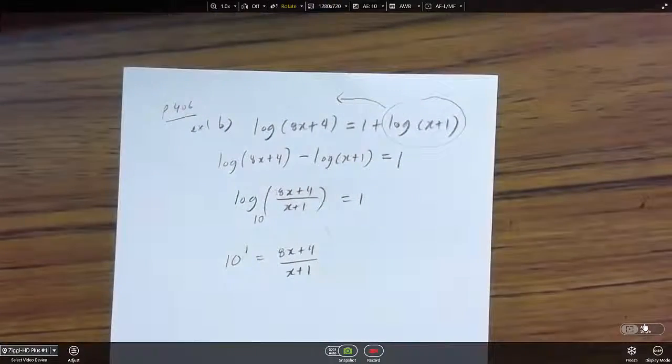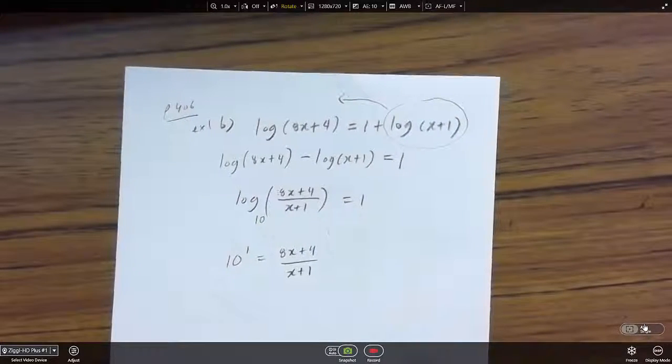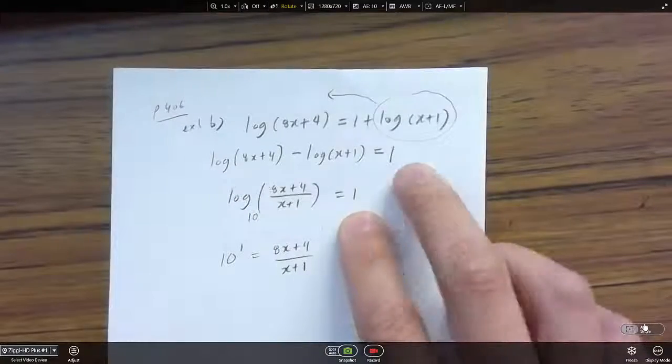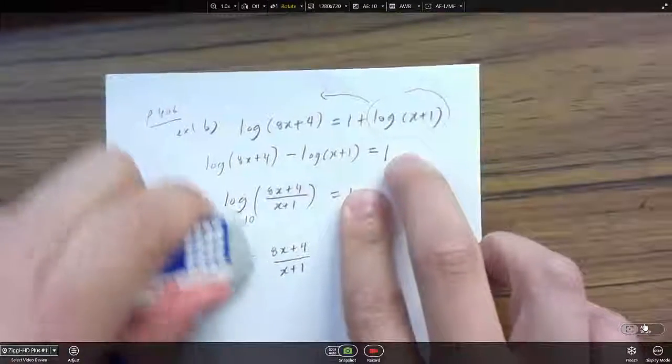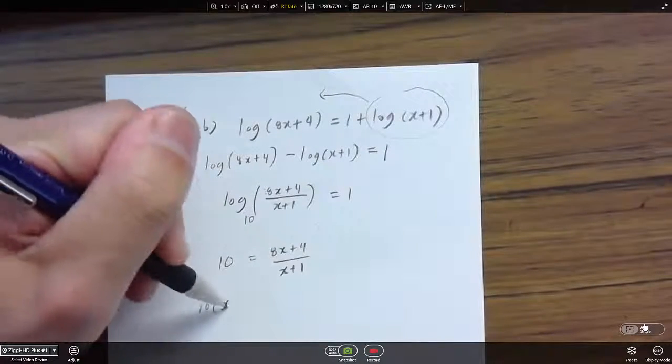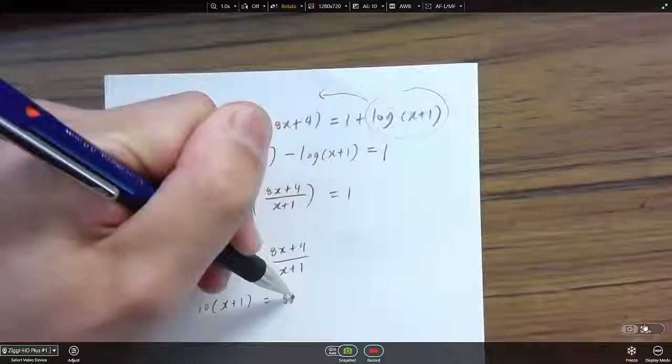And this here looks like a very simple algebra question. Just remember that whatever is across the equal sign of logarithms is the exponent. And we don't need the 1 there because 10 to the 1 is 10. Going to multiply both sides by the denominator. So we have 10 times x plus 1 is equal to 8x plus 4.